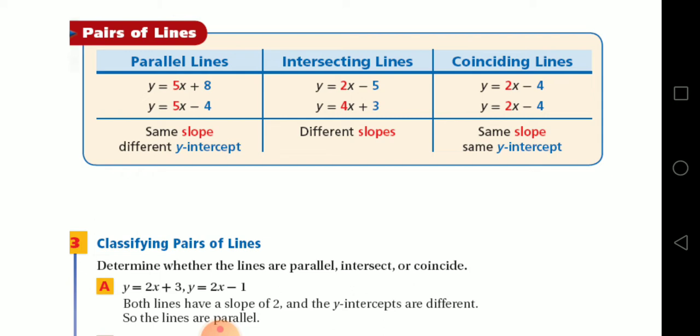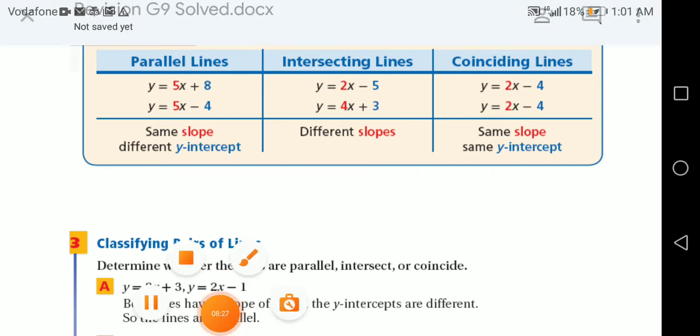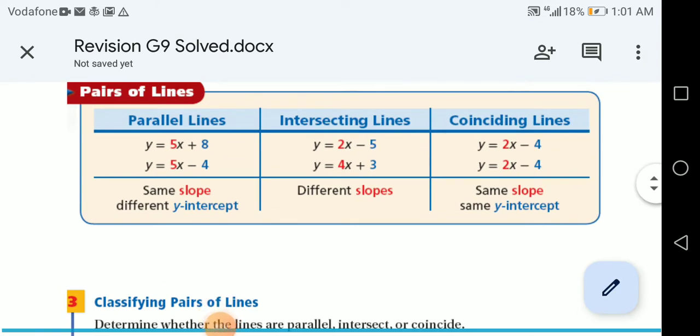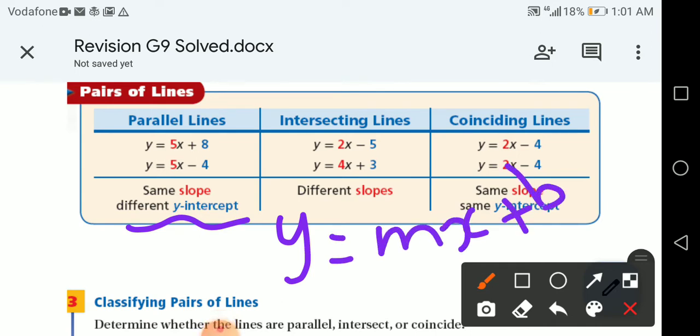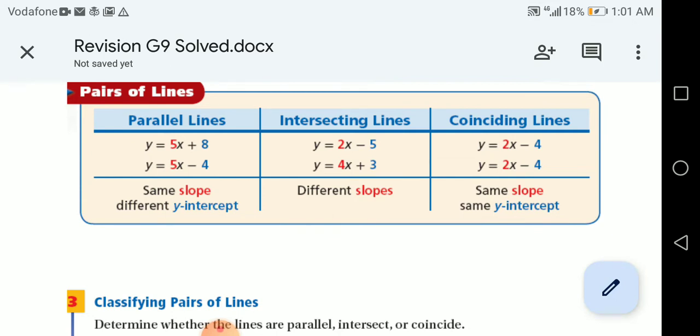Pairs of lines. If I have the same slope, remember that we mentioned this before, same slope and different y-intercept. We remember that y equals mx plus b. So if I have the same slope, same m, and a different y-intercept, which is b, what is this? Parallel lines. What about intersecting? Different slopes, so they are intersecting. What about coinciding? The rule, very important here: same slope m and same y-intercept b.